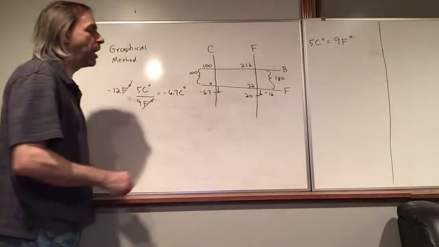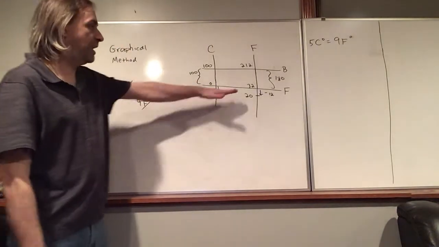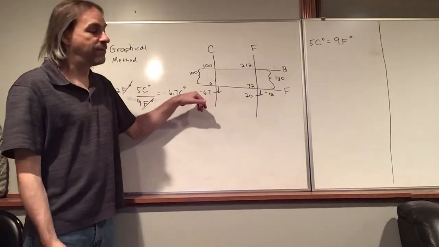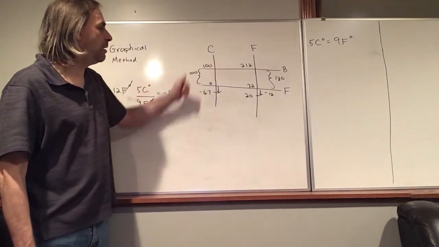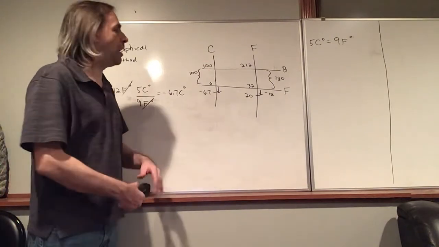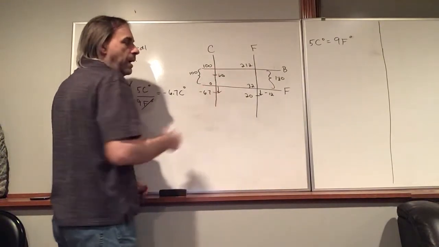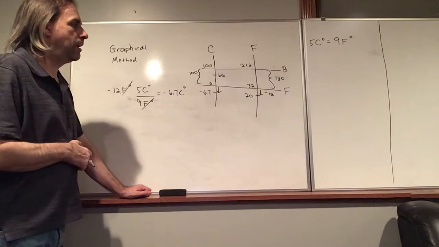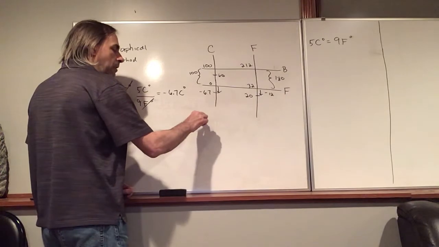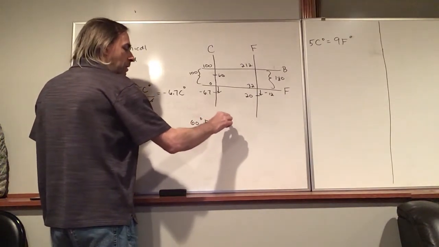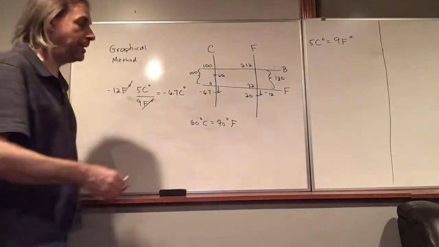And the reason I like this way is you can just see that things make sense here. 20 degrees, we know we have to get a negative number. And again, you can look at this scale, if you draw it accurately. Say you did a problem and you had 60 degrees Celsius, and somehow we ended up with 90 degrees on the Fahrenheit scale.